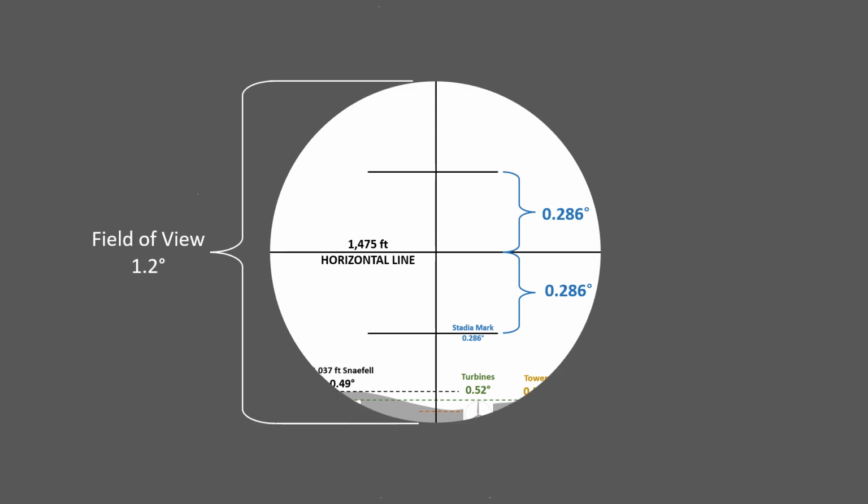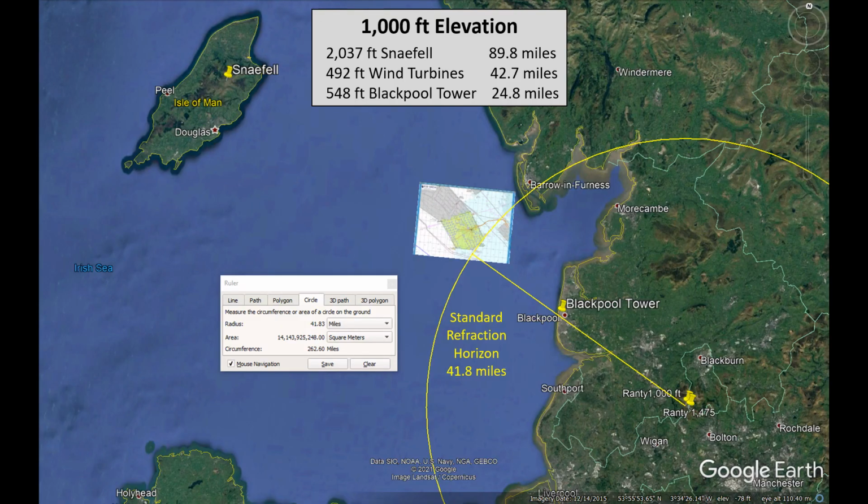Now, if Ranty has an auto level that has a smaller field of view, let's say 1.2 degrees, this is what he would see. But the distance of Snaefell, the turbines, and the tower below that horizontal line would be exactly the same. So here are the distances to Snaefell, the turbines, and Blackpool Tower for the 1,000-foot elevation. Also in this case, the standard refraction horizon is closer at 41.8 miles.